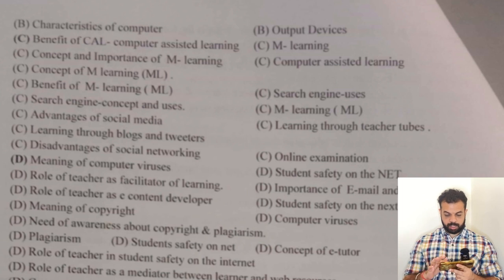Third, next part is search engine uses. Search engine like Google, Yahoo, that is what they are talking about. Next is search engine concept and uses. Again, they have twisted. They're basically talking about search engines. So you have to write a small short note on that. Next is M learning, which is ML.